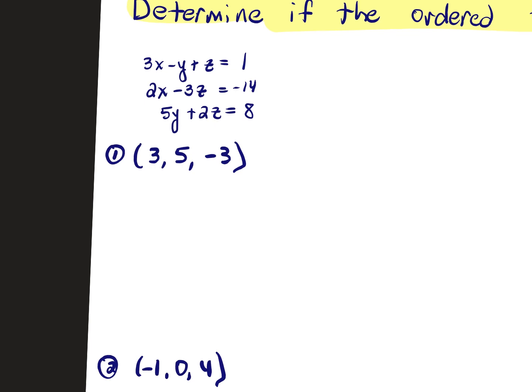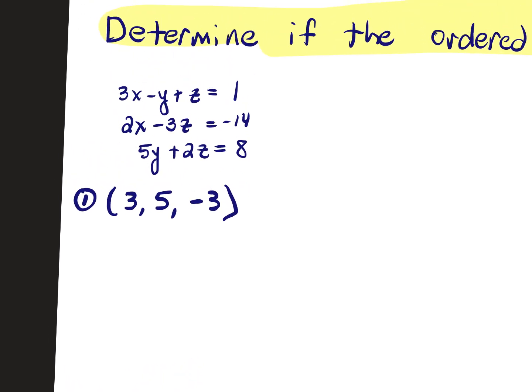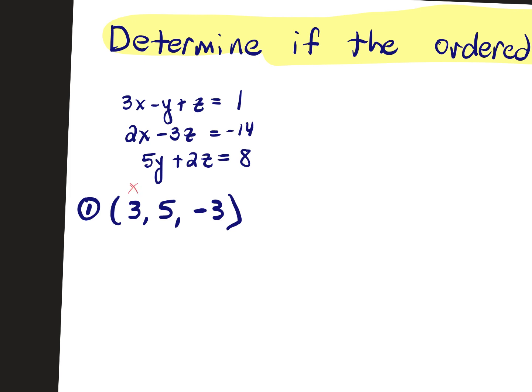Now, here's the trick with this, guys. You're going to be given an ordered triple. So this is your x value, this is your y, and this is your z. These 3 numbers have to satisfy all 3 equations. If it works in 2, don't just assume it works in the last one, okay? You have to make sure it works in all 3.